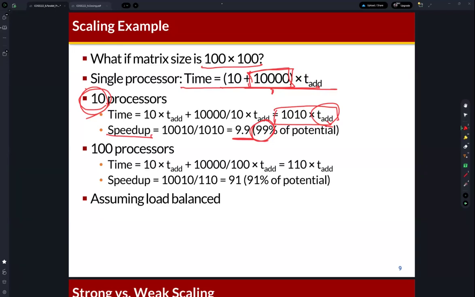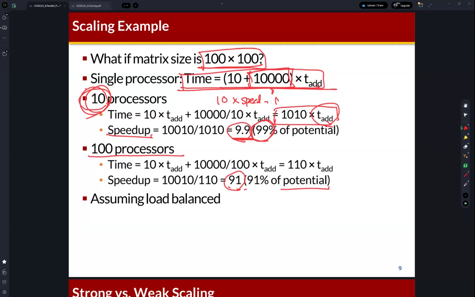Using 10 processors, our expectation is that we can achieve 10 times of speedup. This is our potential. But for this workload, the 100 by 100 matrix sum, we can achieve 9.9, so 99% of the potential. For the 100 processor architecture, we can achieve a speedup of 91, so it is around 91% of potential.